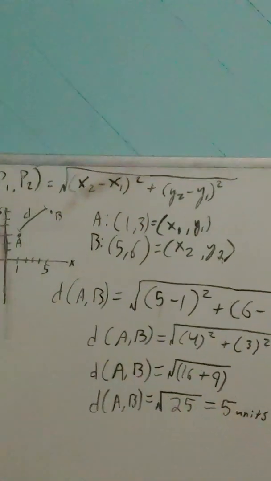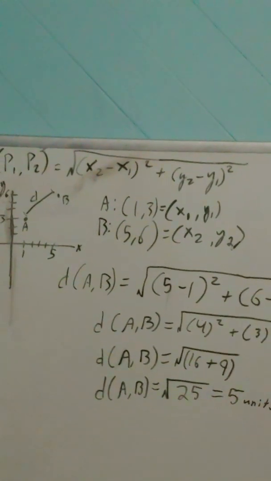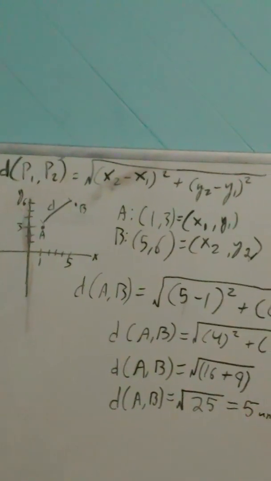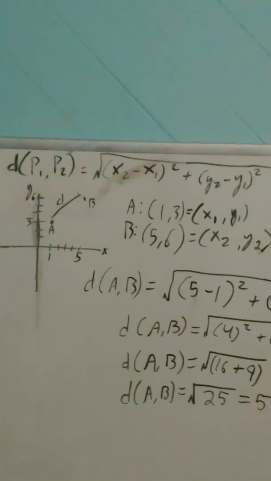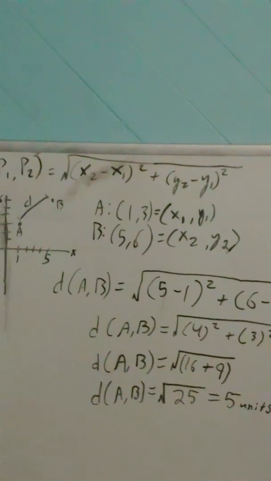So my 2 points I selected were just A is 1, 3, and I labeled them x1 and y1 since it's my first point. And for B, it's 5, 6, which is your x2, y2. So it's really important that you make sure your subscripts are the same. So my first point is the 1s for your subscript. And for my second point, then I have the subscripts 2.